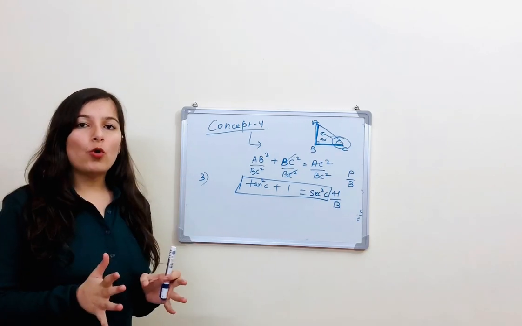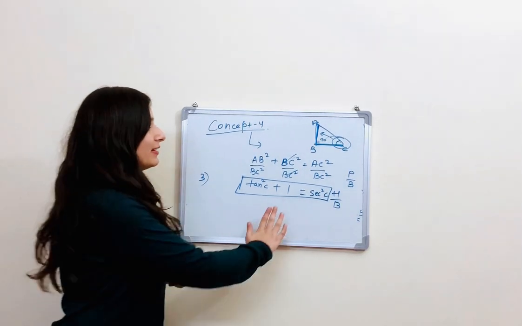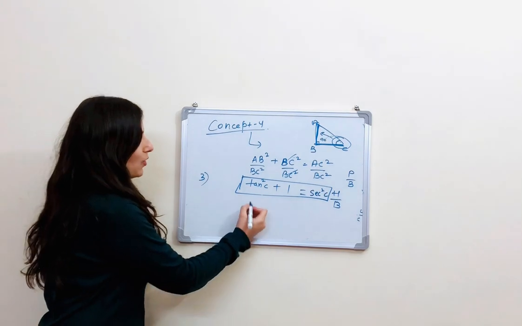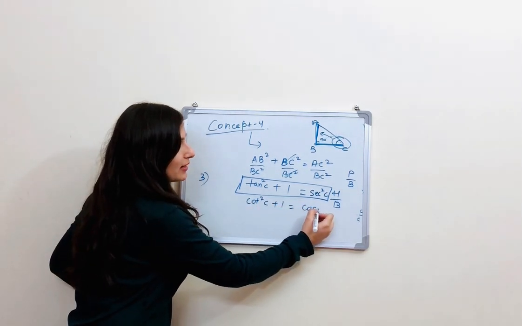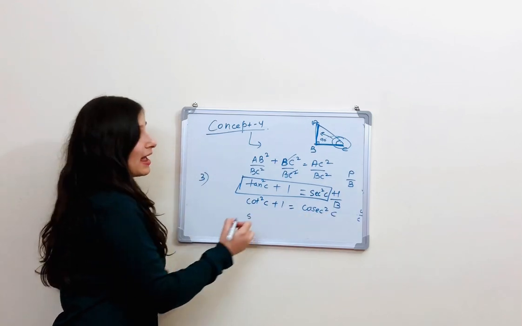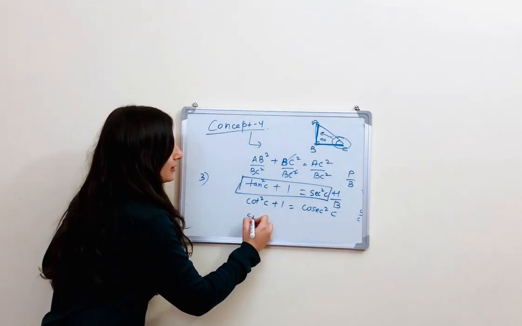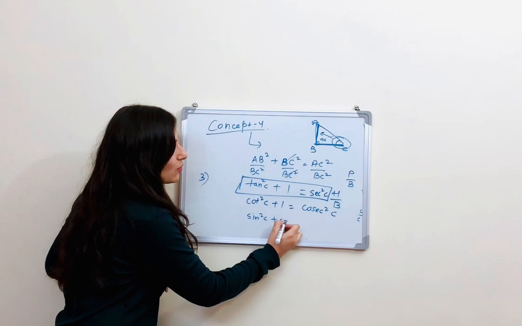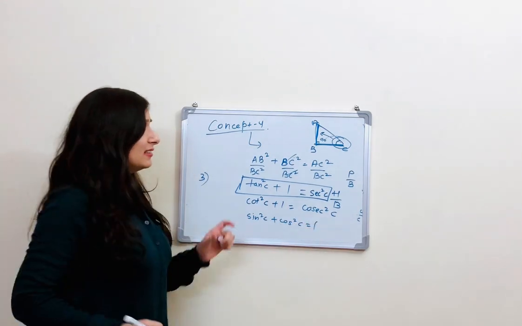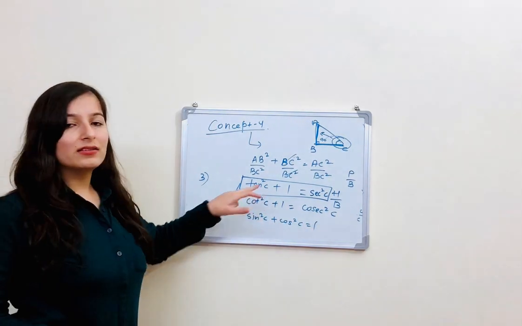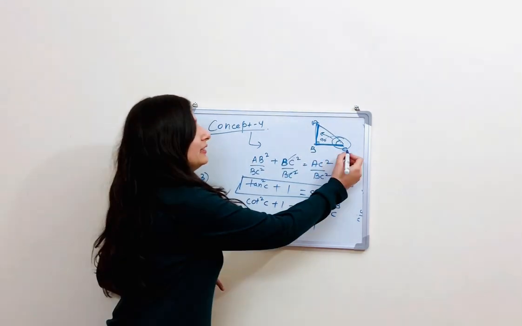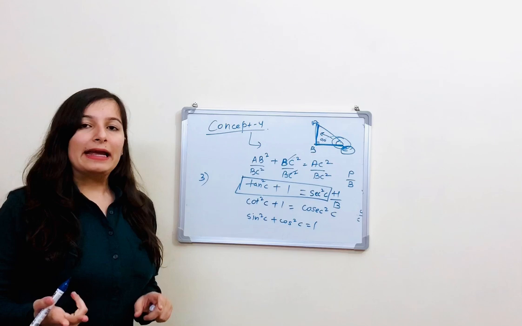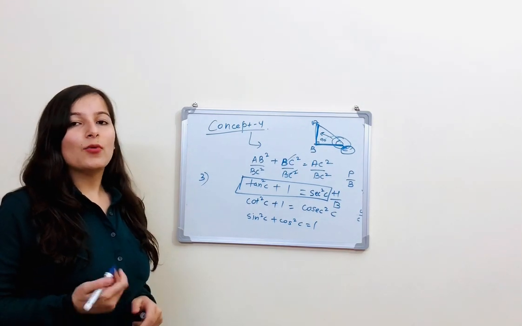So concept 4 gives us 3 identities. One is already here. Other two are cot square C plus 1 equal to cosec square C, and the last one and most important, that is sin square C plus cos square C equal to 1. And these angles, which I have taken as C here, can be changed according to the question given. I have assumed theta as C here. It can be A, it can be anything as given in the question.